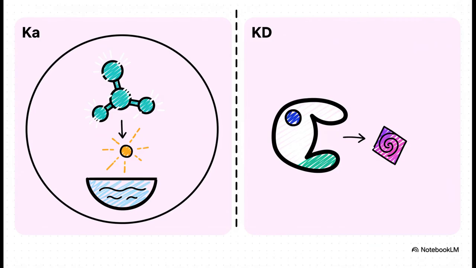Now, a really quick but super important clarification here. You might also hear about another value called Kd. Please don't get these two confused. As we see here, Ka is all about an acid giving up a proton. Kd, on the other hand, is about a protein letting go of something it's holding on to. Two totally different jobs. For our story, we are sticking with Ka.